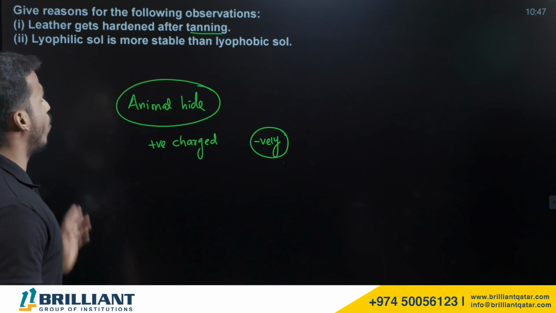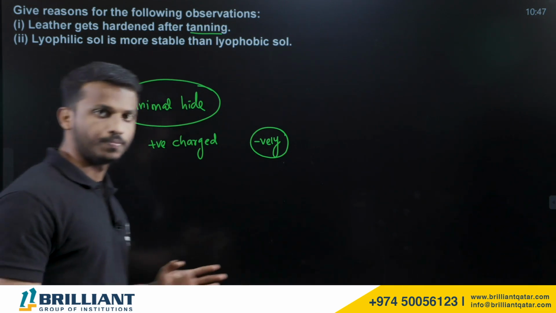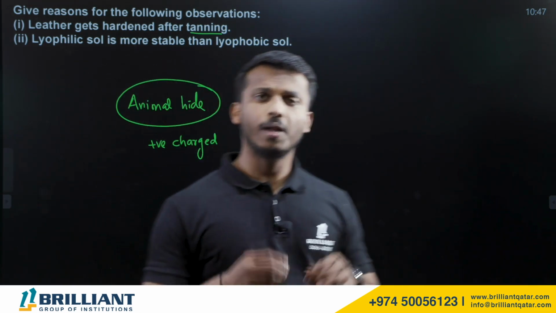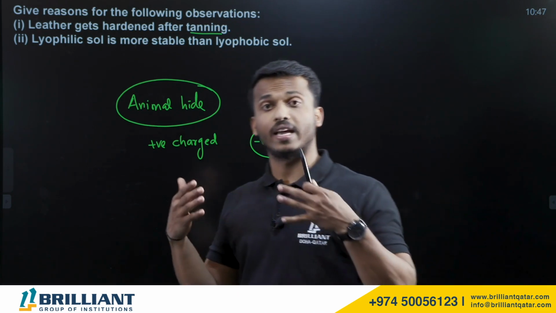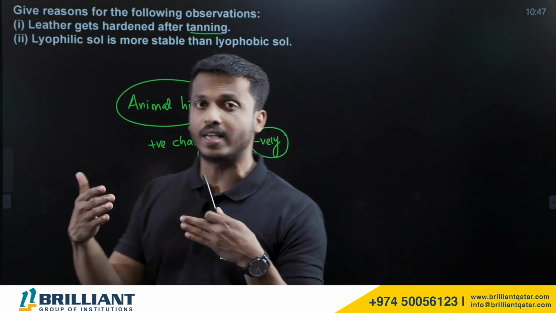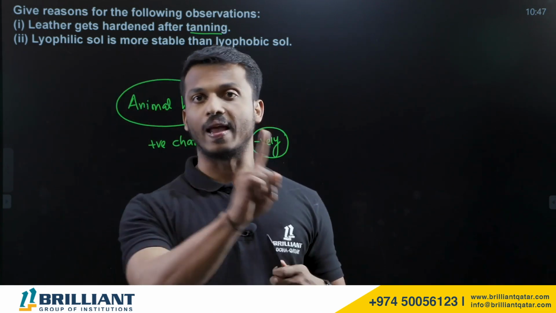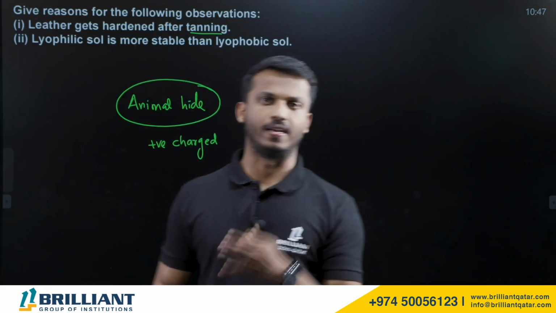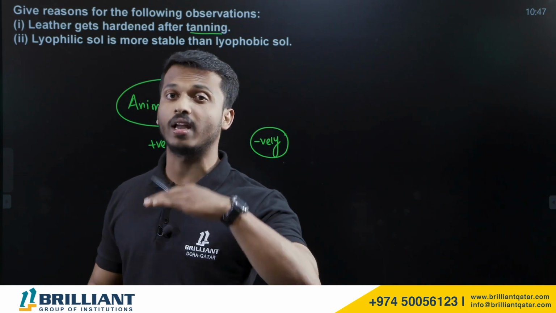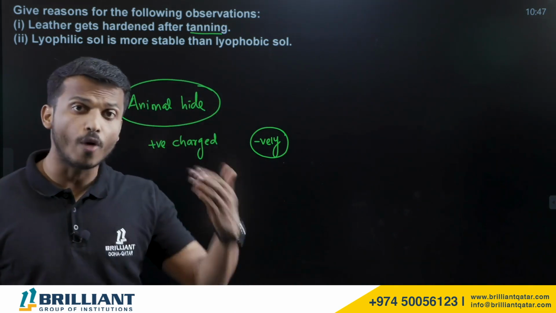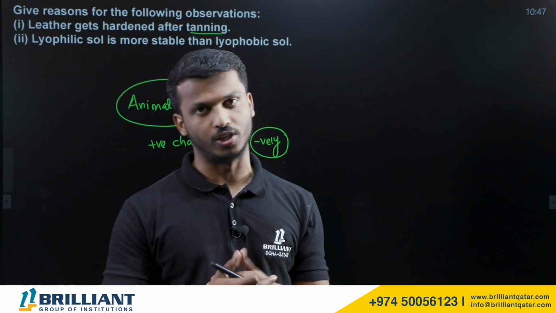Lyophilic sol is more stable than lyophobic sol. You have studied colloidal particles based on the interaction between the dispersed phase and the dispersion medium. We can classify them into two: lyophilic and lyophobic. What is meant by lyophilic? Lyophilic means solvent-loving species. Lyophobic means solvent-hating species, right?